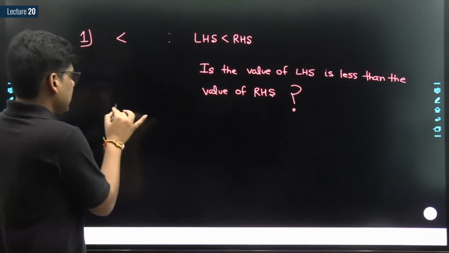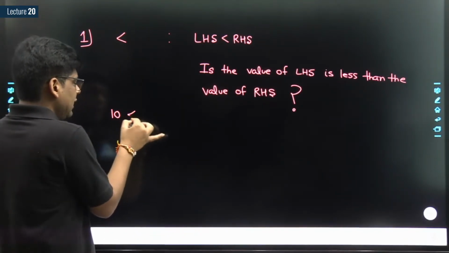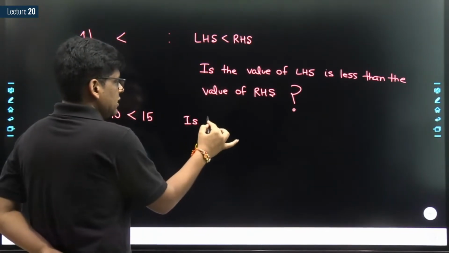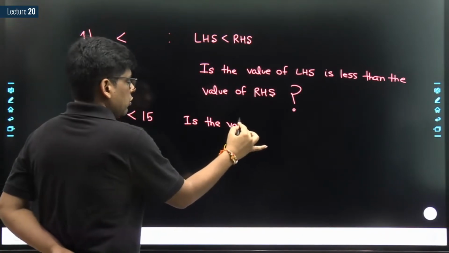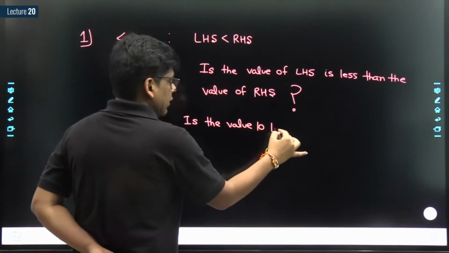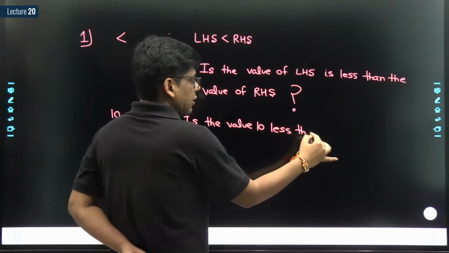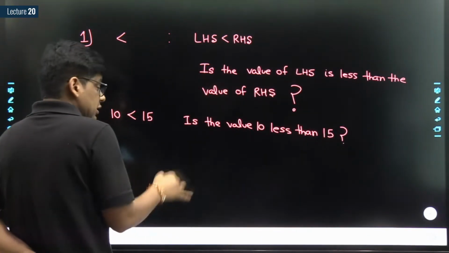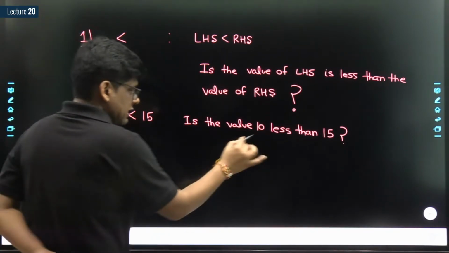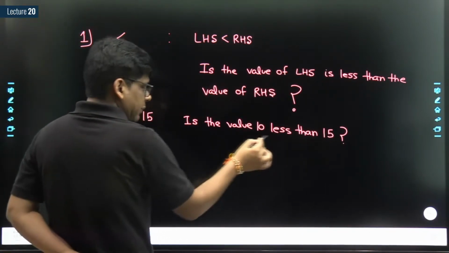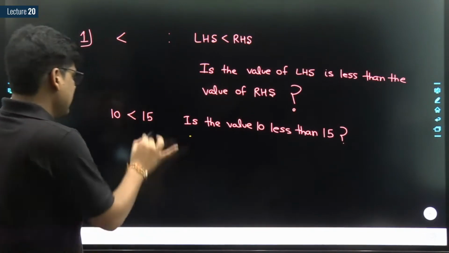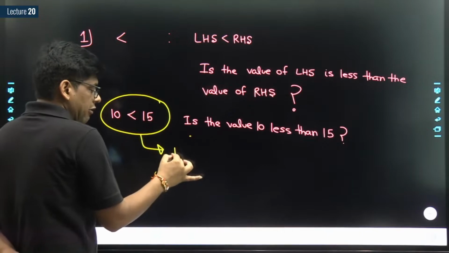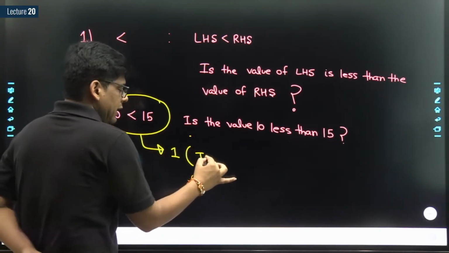For example, if I ask you 10 less than 15. So what am I asking? I am asking, is the value 10 less than 15? Sir, it is a question. Is it true or false? Sir, this statement is true. So, if I ask you what is the output of this? Sir, the output of this is 1. Why? Because this statement is true.